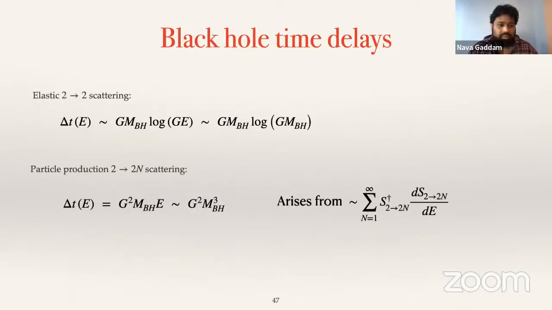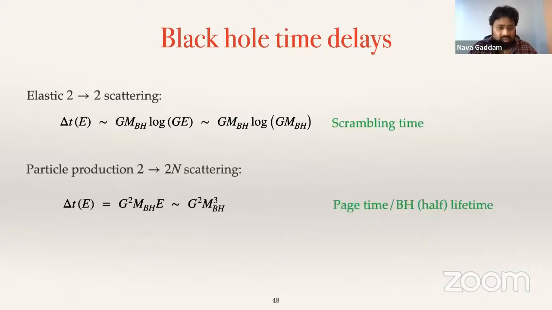Right. So for the 2 to 2 amplitude, we find a time delay that looks like G m_BH times the log of G times E, where again, if you set E equals m black hole, you get m log m. And whenever there's particle production, where you have 2 to n amplitudes, this looks like G squared times m times E. And this gives you, again, when you set E equals m, G squared times m cubed. For those of you that are familiar with these quantities, you see that the first quantity is what is called the scrambling time, m log m, and the second one is what's called the Page time or the half-life time of a black hole.